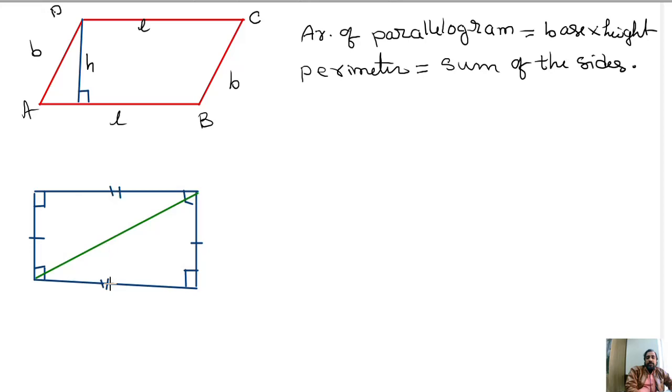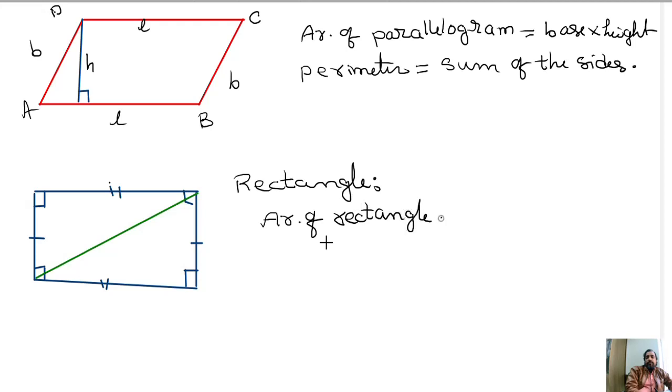Now coming to what is this? See the symbols. These two sides are equal, these two sides are equal. So opposite sides are equal, and each angle is 90 degrees. So it is a rectangle. What is the area of a rectangle? It is length and breadth. So area of rectangle is equal to L into B.